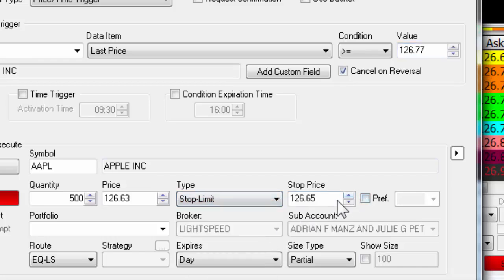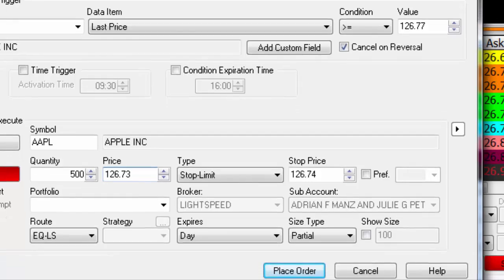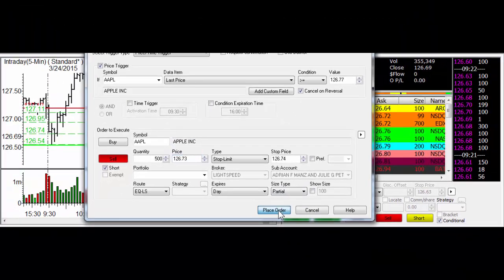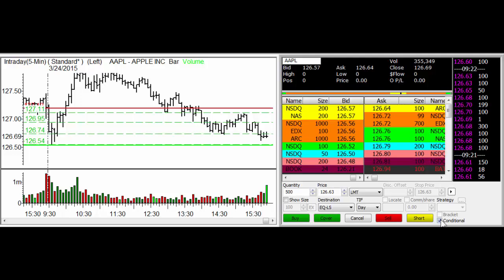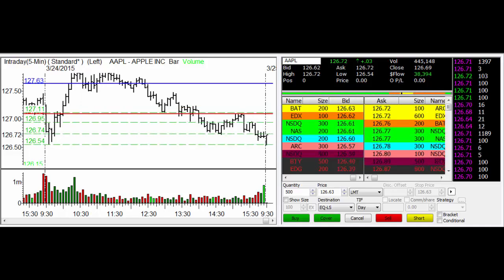And then what I'm going to do is put a stop limit order. 126.74 we said was our entry trigger. And we're going to put a limit price of 126.73. And then I'm going to go ahead and place that order. Now it's the pre-market, and I don't have it set up for pre-market trading. As soon as the market opens, it's going to start testing for that condition. And if it fills me, I'm going to get short Apple at 126.74 down to 126.54.